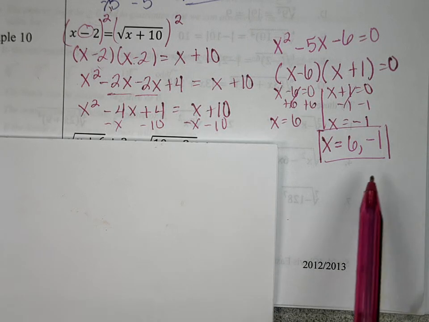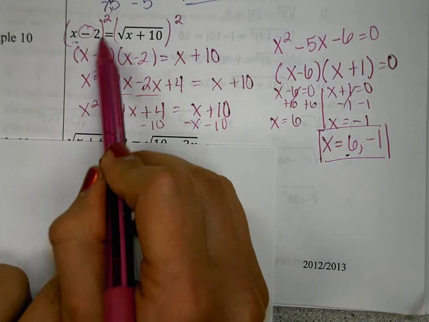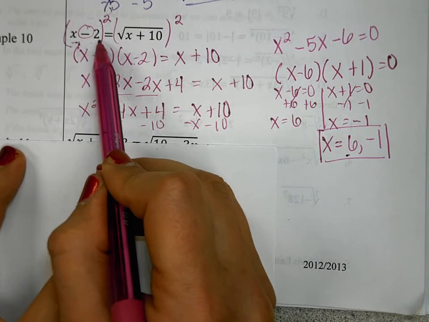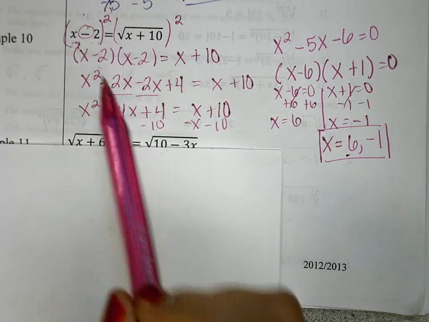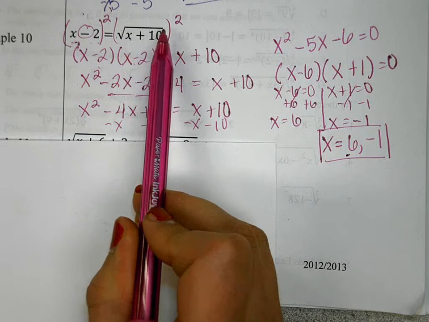Now for this problem, let's do a quick mental check. If I plug 6 into the original problem, x minus 2, or 6 minus 2, is going to give me 4. 6 plus 10 gives me 16, and the square root of that is 4, so we're good there.